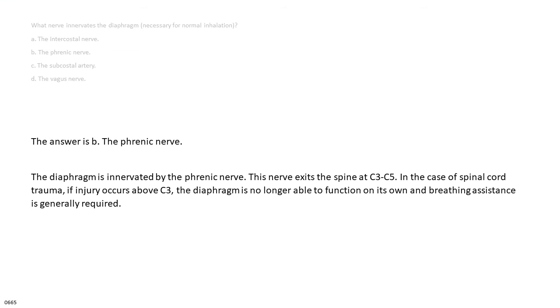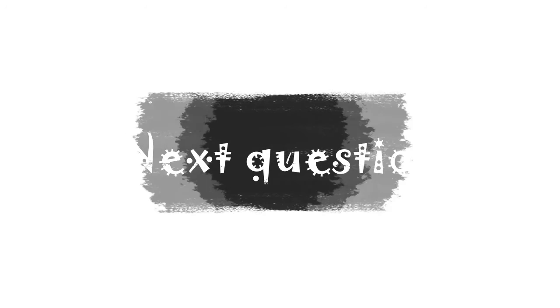The answer is B. The phrenic nerve. The diaphragm is innervated by the phrenic nerve. This nerve exits the spine at C3 to C5. In the case of spinal cord trauma, if injury occurs above C3, the diaphragm is no longer able to function on its own and breathing assistance is generally required.